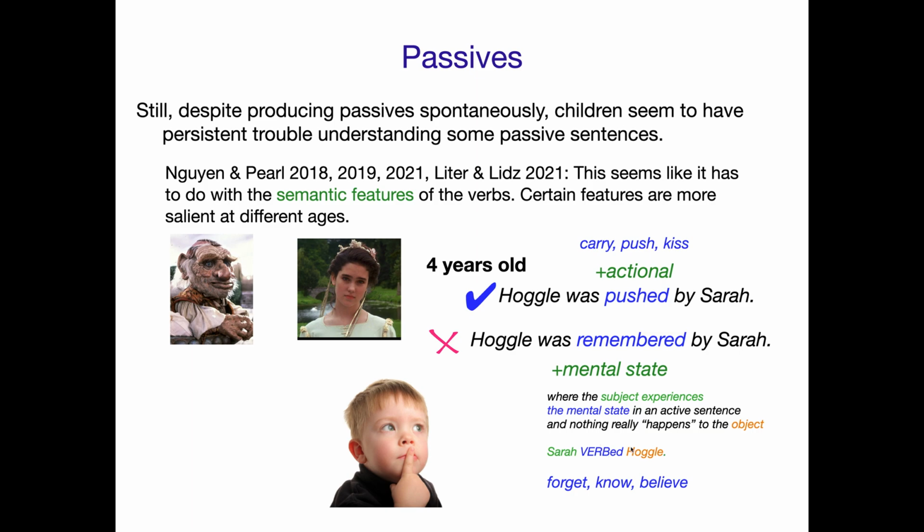Sarah forgetting Hoggle, nothing really happens to Hoggle, right? Sarah's having this mental process of forgetting that happened to her. She's experiencing forgetting, or she's experiencing knowing, or she's experiencing believing, but nothing really happens to Hoggle, right? So there's a certain type of concept that these verbs encode that kids really seem to struggle with at 4 years old.